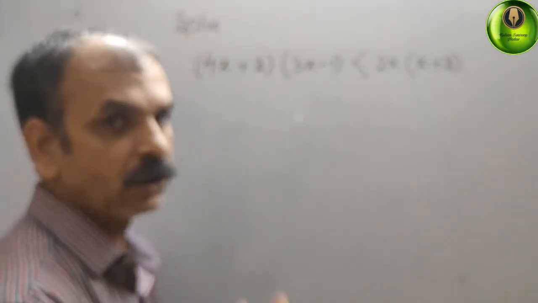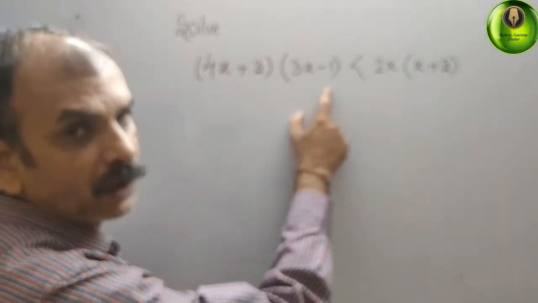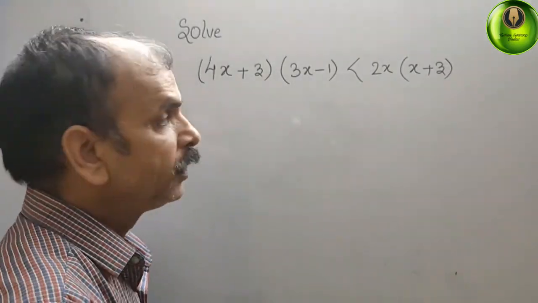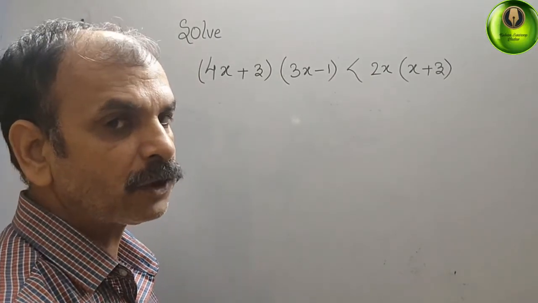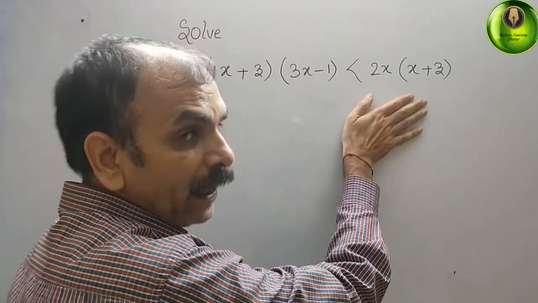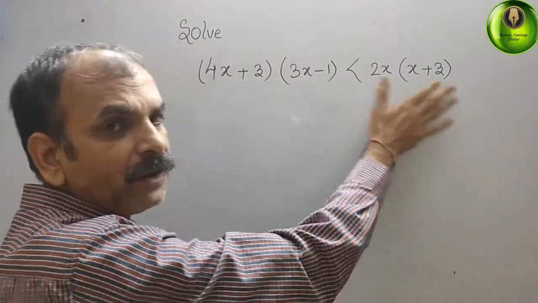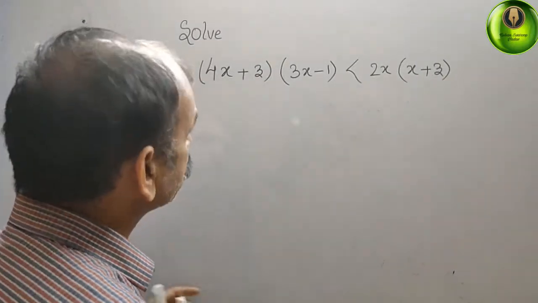Your question is to solve (4x + 3)(3x − 1) < 2x(x + 3). You can see this is your inequality sign. So first, what we have to do? We have to solve the LHS and this side, the RHS, and after that bring everything to your left side. We will do the same thing here.